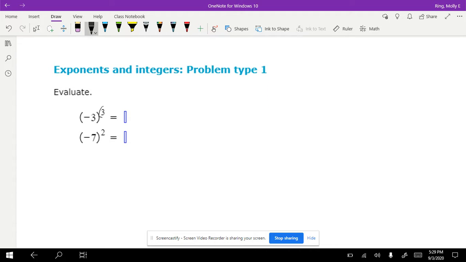Exponents, remember that this exponent tells you how many of the base that we have. So in this case, it would be -3 times -3 times -3. We would do our first set of -3 times -3 gets 9, times the -3 gets us then -27.